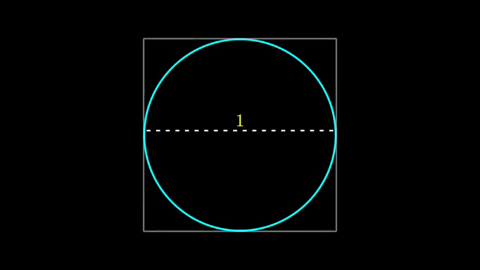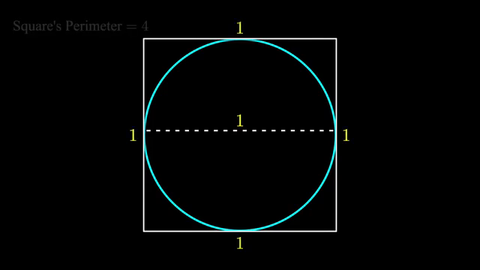First, draw a circle with diameter 1. Next, draw a square around it so the circle is perfectly inscribed in the square. Notice that this square has perimeter 4. If you add up all the lengths of its sides, each side is length 1, you get 4.